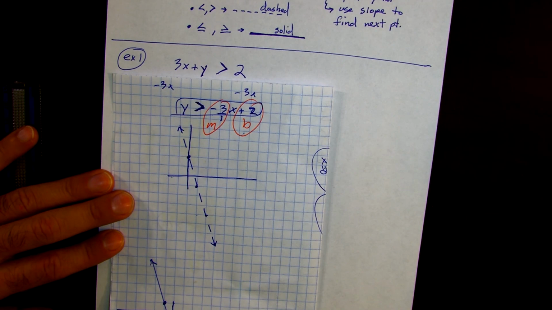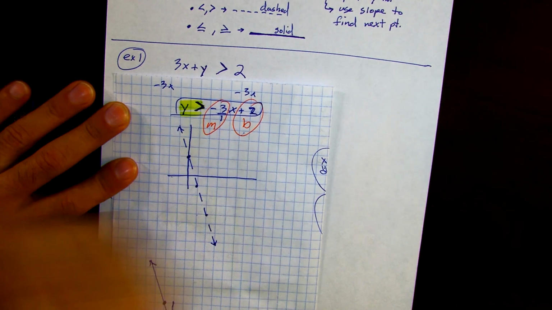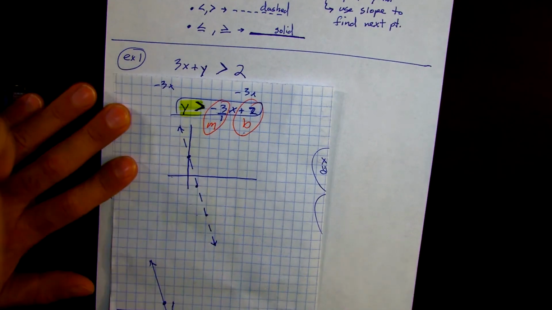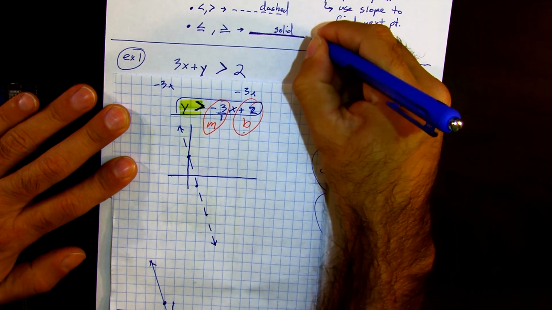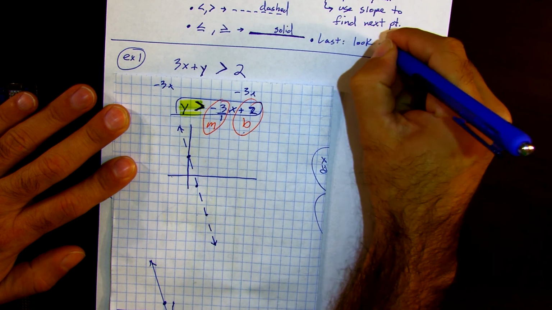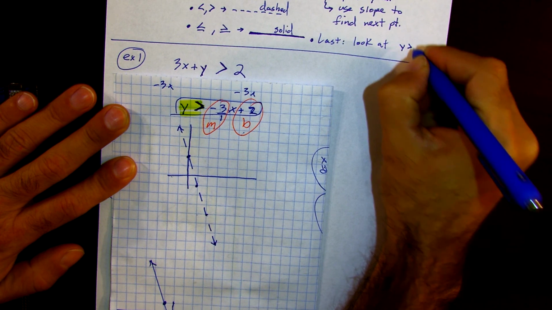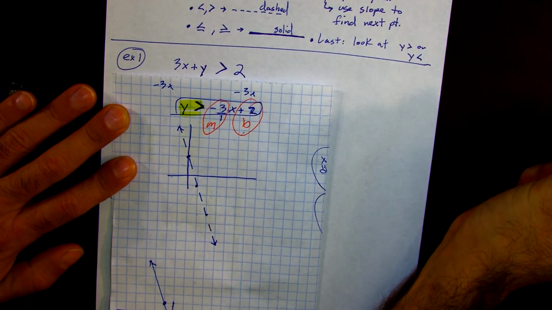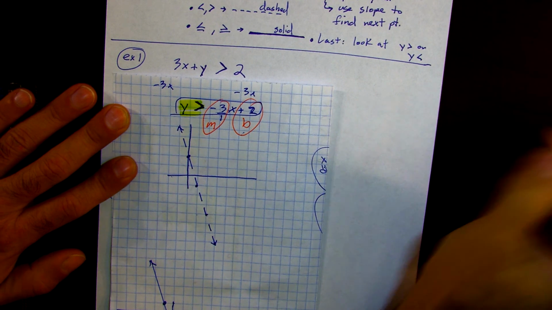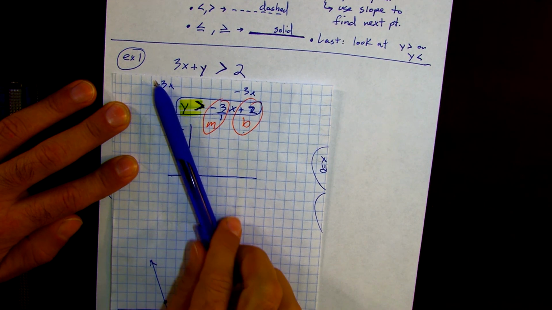All right. Now, the very last step. What does this part say? The very last step. Lastly, we're going to look at it. It's either going to be y is greater than or y is less than. Okay. So I look here and it's y is greater than.